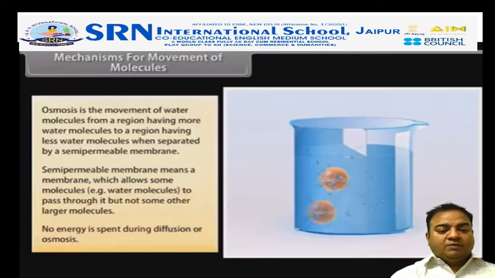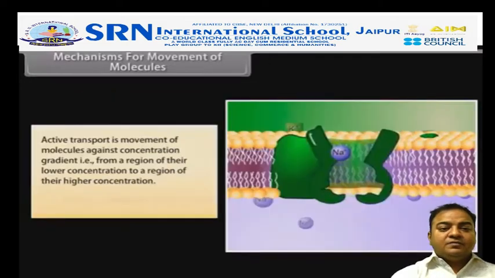Movement of molecules is also brought about by the process of osmosis. Osmosis is the movement of water molecules from a region having more water to a region having less water molecules when separated by a semi-permeable membrane. A semi-permeable membrane is also a selectively permeable membrane. So the movement of water molecules takes place from hypotonic to hypertonic in the case of osmosis, or I can also say from dilute to concentrated. Let us now study the mechanism for movement of molecules in active transport. As already told, active transport is that mechanism in which energy is utilized in the movement of molecules.